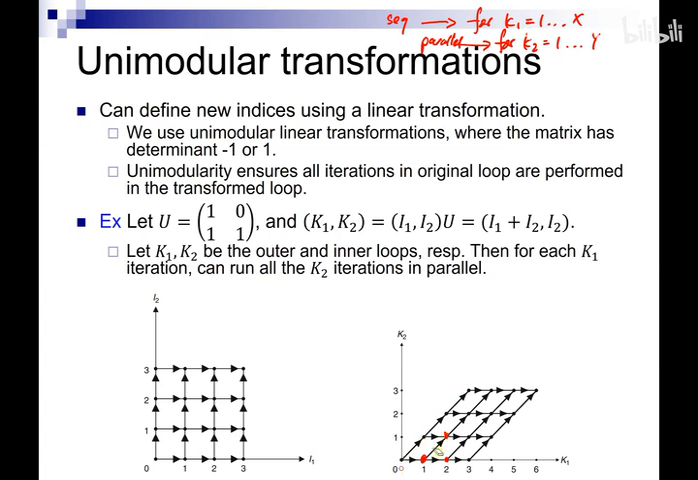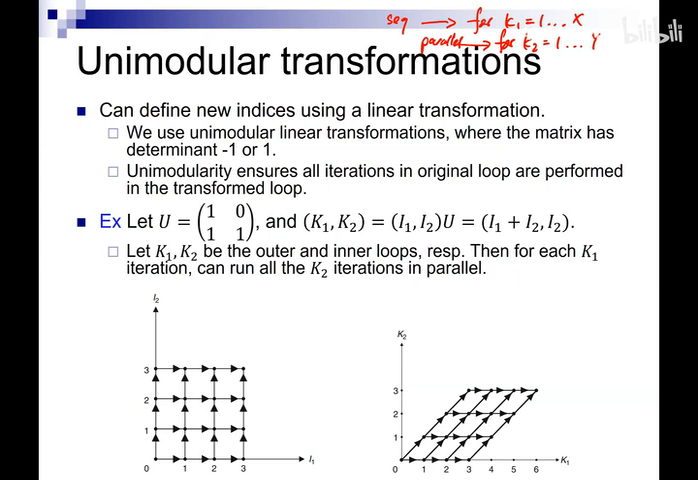Now the way that we can represent this situation of looking at the loop in a skewed way is we can use some linear transformations. We're going to look at unimodular linear transformations. A linear transformation can be represented using a matrix, and a unimodular linear transformation means that the matrix has a determinant of either -1 or 1.